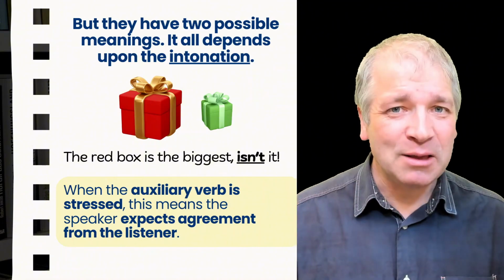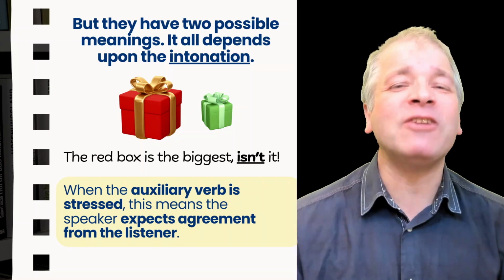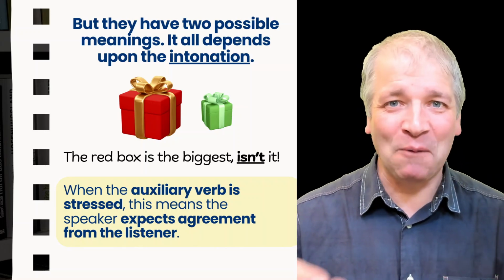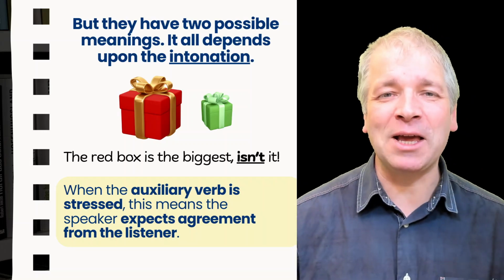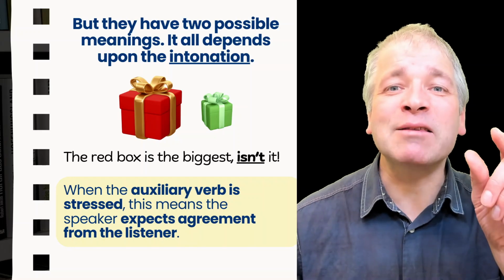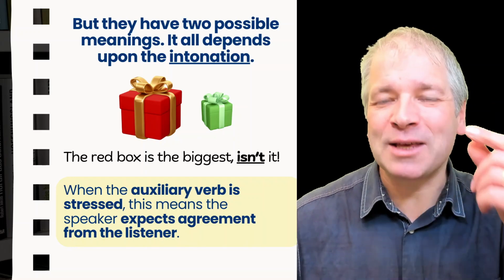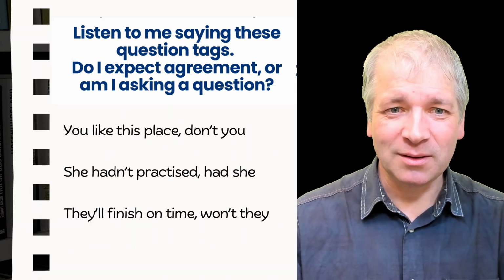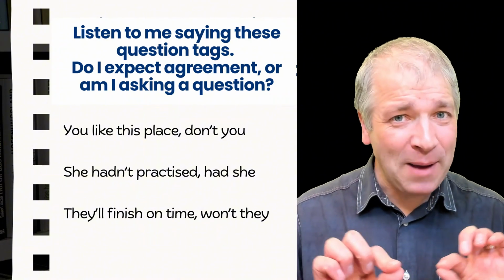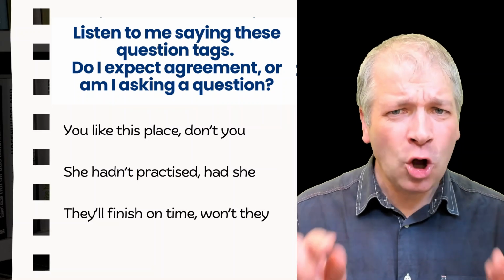And because I did this, I'm saying I expect you will agree with me, perhaps because the answer is obvious. It's obvious that the red box is bigger than the green box. Isn't it? Isn't being more stressed meant I was expecting agreement. Now listen to me saying these question tags. Do I expect agreement or am I not sure?